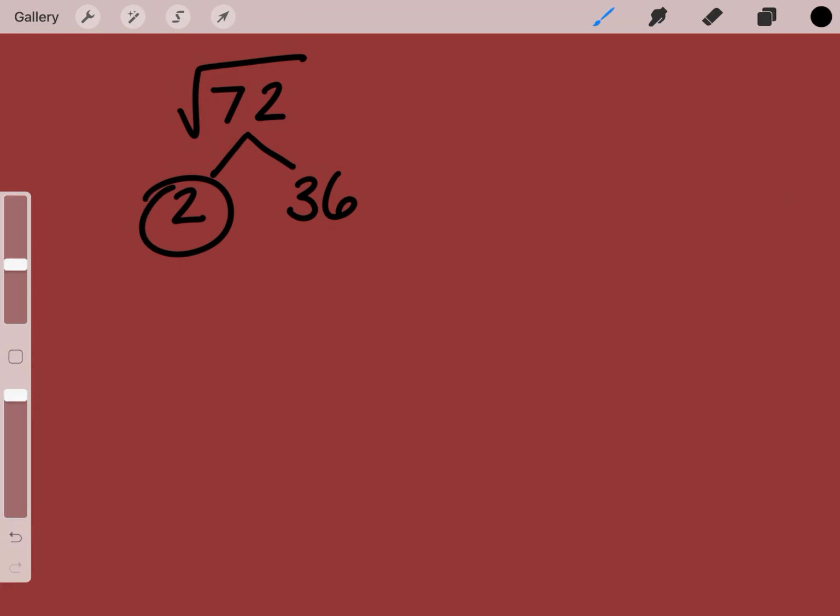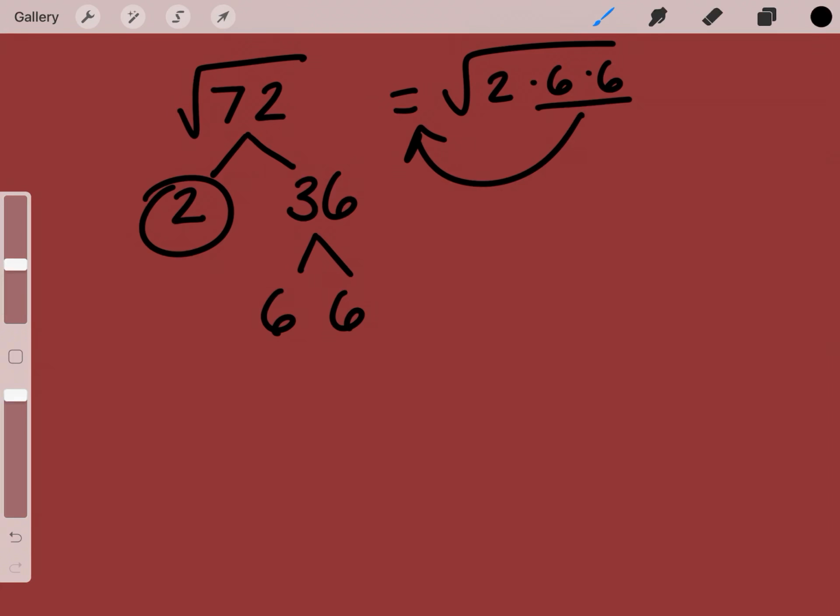So now I'm left with 36. And now 36 has something special. 36 is a perfect square. It breaks down into 6 and 6. So if I rewrite the square root of 72 as 2 times 6 times 6, I see 6 times 6 being multiplied by itself, so they can leave the radical.